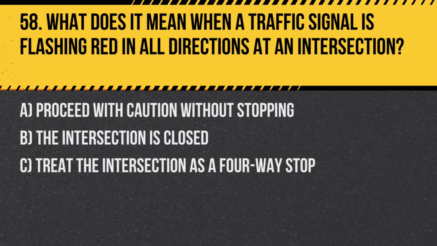Question 58. What does it mean when a traffic signal is flashing red in all directions at an intersection? A. Proceed with caution without stopping. B. The intersection is closed. C. Treat the intersection as a four-way stop. Answer. C. Treat the intersection as a four-way stop. A flashing red light functions like a stop sign, and all directions must stop and take turns proceeding.